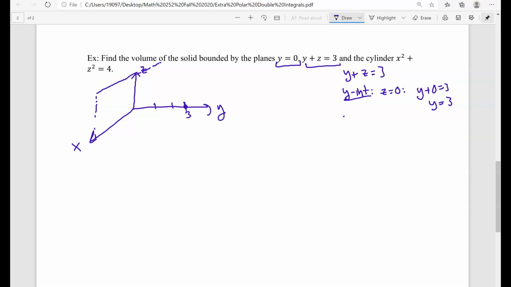Then we're going to look at the z-intercept, where it crosses the z-axis. So we're going to let y equal 0. Then we get 0 plus z equals 3. We get exactly the same thing, so let's say z equals 3 is up here. If you think about this in the yz plane, you can see that it's basically a line connecting those two points, a line that's passing through. That's basically what this plane would look like.